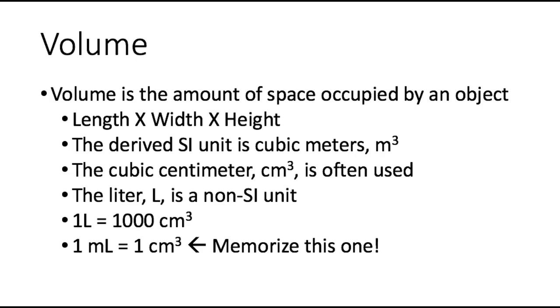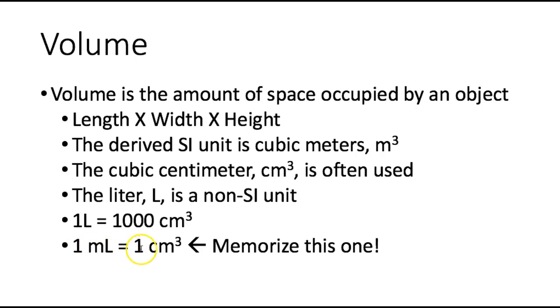So volume is one of our metric base units with liters, and it's the amount of space that's occupied by an object. So length times width times height, how much space it takes up. The derived SI unit is cubic meters, but we often use cubic centimeters. Okay, so the liter is a non-SI unit for volume. 1 liter equals 1,000 centimeters cubed, or 1 milliliter equals 1 centimeter cubed.